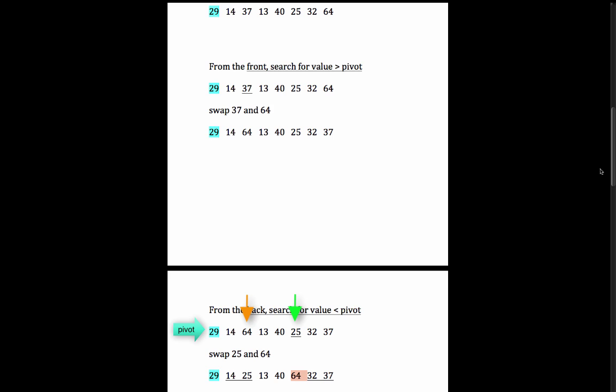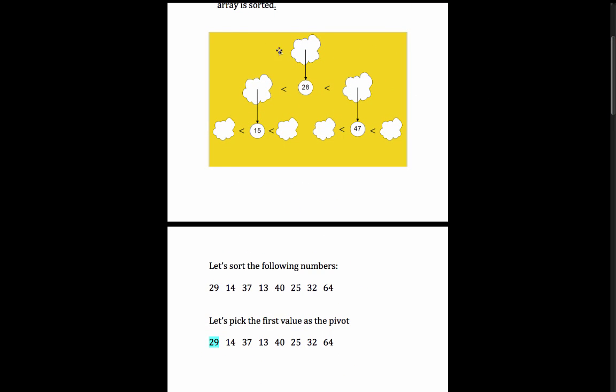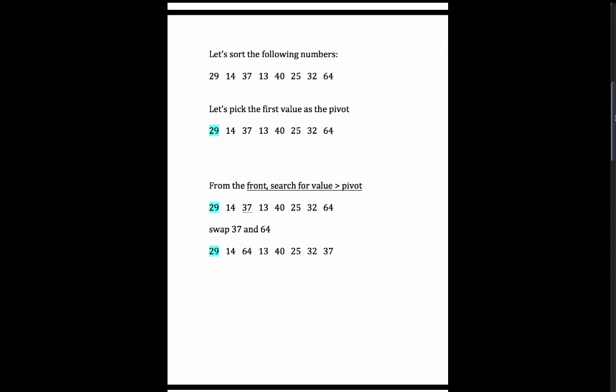And again, I'm keeping track using two separate indexes of where I am. So I underline these two numbers indicating that right now I'm creating my partitions. And now I have a partition with two values, 14 and 25, which are less than 29. And I have a second partition, 32 and 37, which are greater than 29. And those are the two partitions similar to what I have on this diagram that I'm creating. Okay? So what happens next?